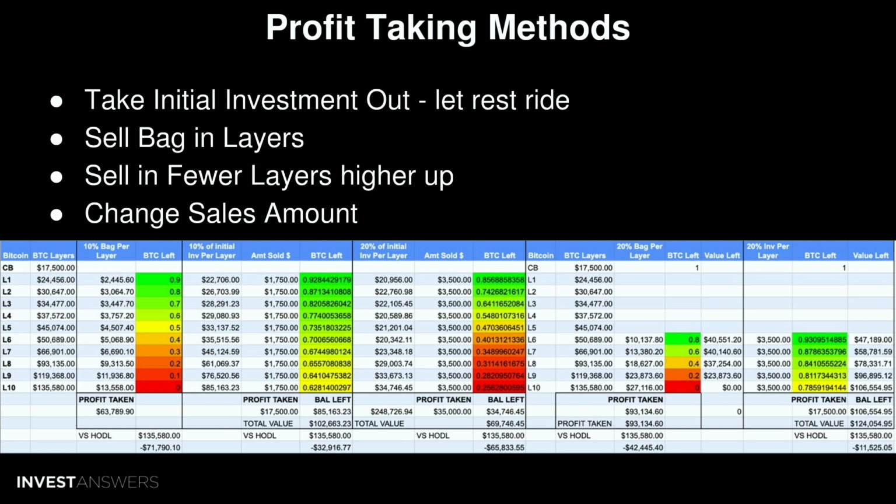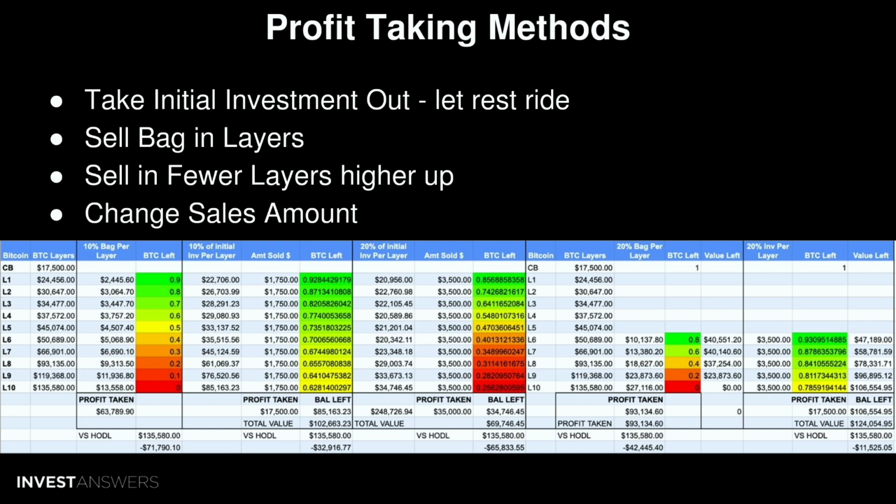If 17.5 is your investment, 10% off is 1,750 every time. Then the third way is 20% of initial investment per layer. And you can see here, you will still have a bag left in both 2 and 3. The fourth method is 20% of bag per layer, but only using 5 layers. And the second method is 20% investment per layer. Okay, so it's a lot to talk through there, but that's a good way to frame up how you optimize your profit taking per asset. So with the first case, you can see here, profit taken 63,789. We leave 71,000 on the table if Bitcoin goes to 135,000.